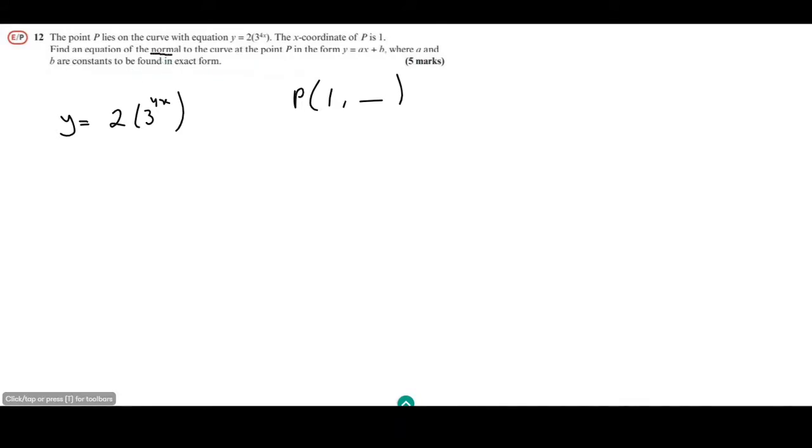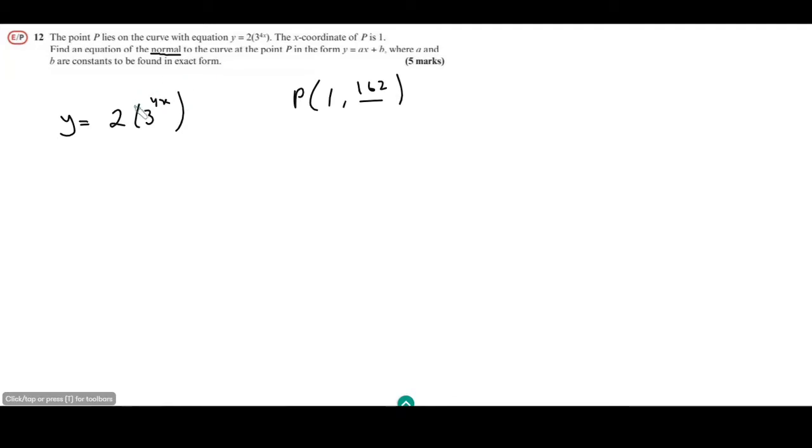Okay, so again, they want the normal. So first, since they haven't given us a y, let's find that out. So we find the y-coordinate by plugging in the given x-coordinate. In our case, the given x-coordinate is 1. So y equals, and we plug it into the equation of the curve. So y equals 2 times 3 to the power of 4 times 1. In other words, that's 2 times 3 to the power of 4, which is 162. So now that we found the entire point, let me make some space here.